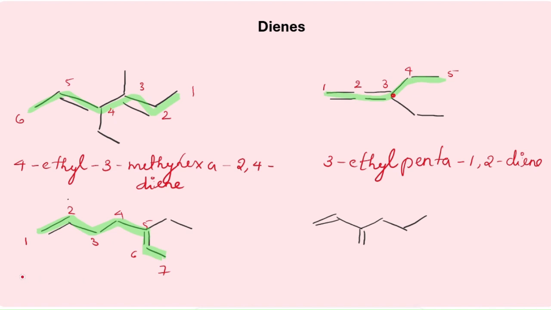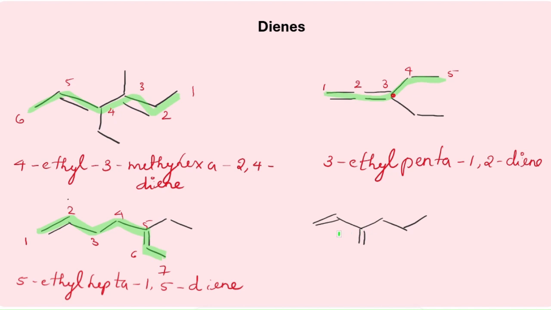And ethyl is a substituent. Therefore, 5-ethyl. There are 7 carbons. Therefore, hepta. At first position and fifth position, there is a double bond here and here, right? So there are 2 double bonds. So diene, like this. Now let's take the last molecule.